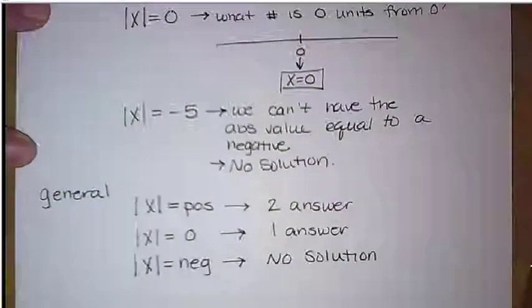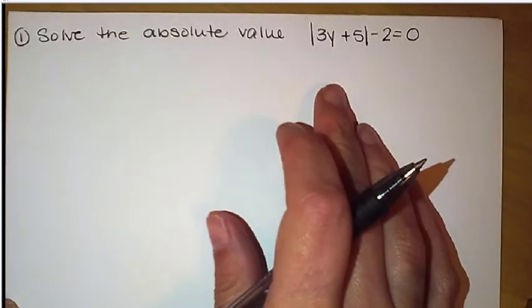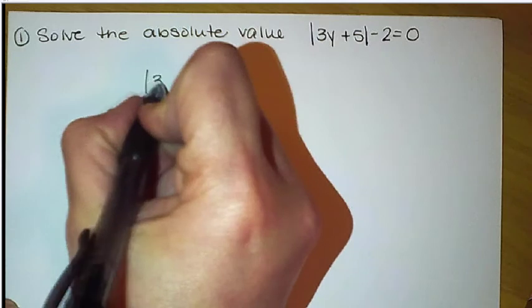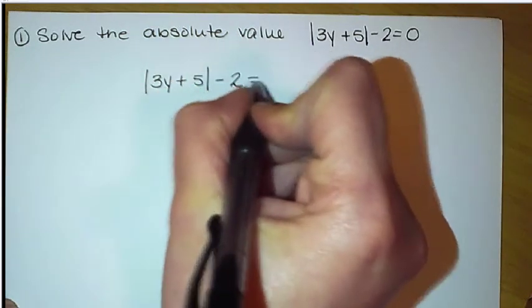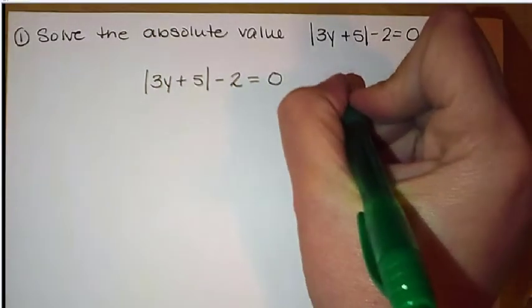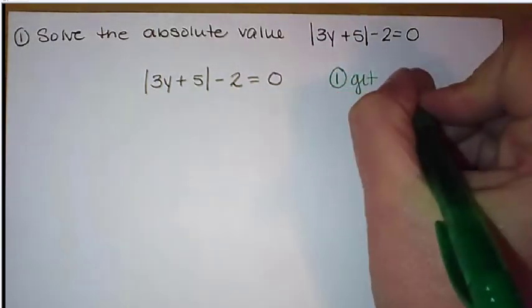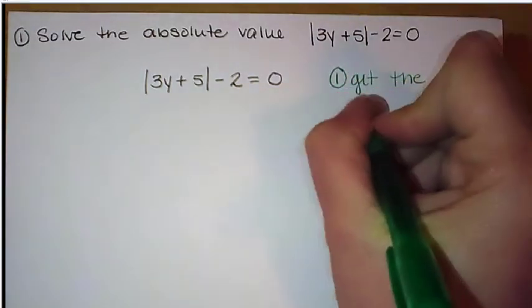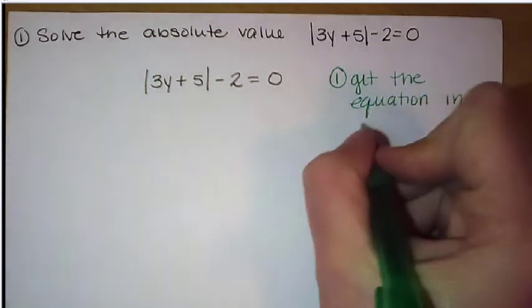Okay, and let's do one. So for our first example, we're going to solve the absolute value of 3y plus 5, minus 2, is equal to 0. And as we do this, let's go ahead and write out the steps that we need to take in order to solve this. So the first thing we need to do is we need to get the equation in what we call standard form.